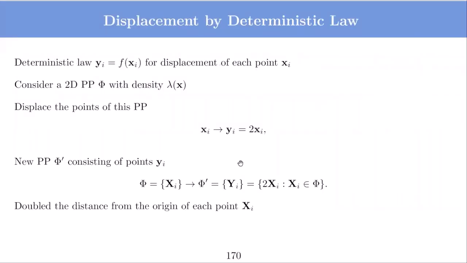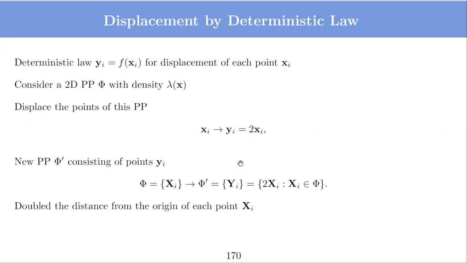So let us first take a simple case when this displacement is deterministic. In this case there is actually no randomness, because there is no consideration of independent or dependent since these are deterministic displacements. Suppose there is some function f, and you take any point xi and, based on its location, you replace it with a new location such that yi is equal to f(xi).